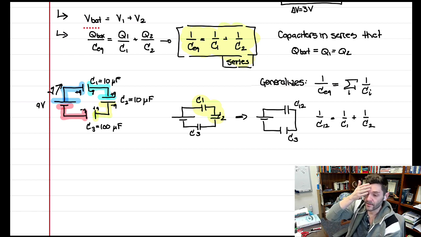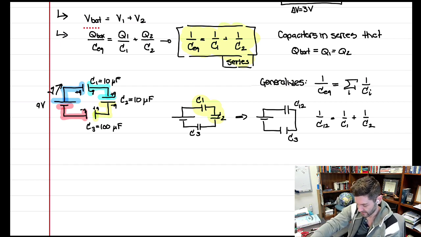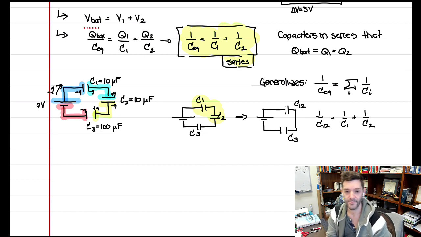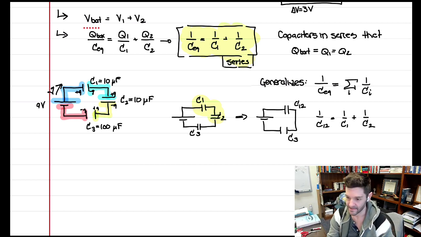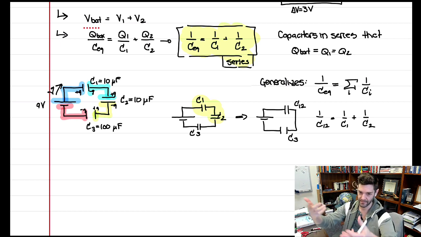Now, the usual pitfall that students make when doing this is they will evaluate the right-hand side, but then forget to take the inverse of it at the end of the day. Because if I just plug in numbers to the right-hand side, that does not give me C12. That gives me 1 over C12. So then I have to flip the number at the end.